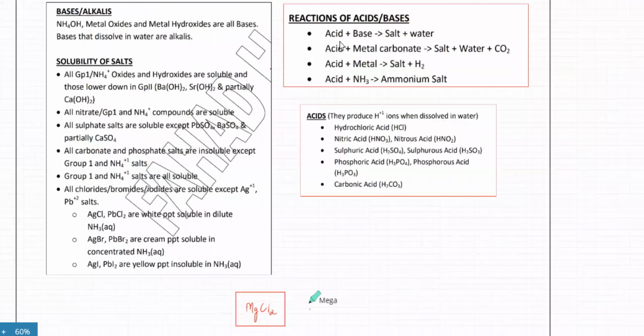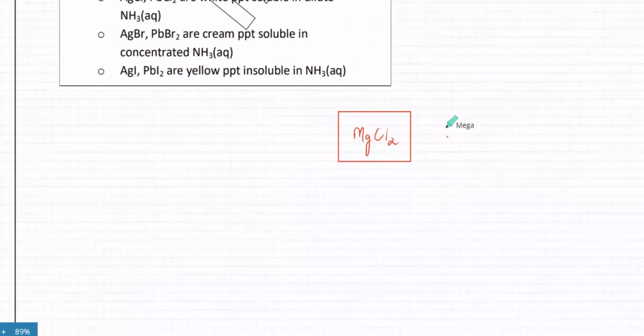I could either have an acid plus base reaction and produce a salt and water, or it could be an acid plus metal carbonate. So can anyone tell me, to make this salt, which acid should I use? It's going to be HCl, because it's got a chloride, it's got Cl in it. So the acid that's going to be used is HCl.